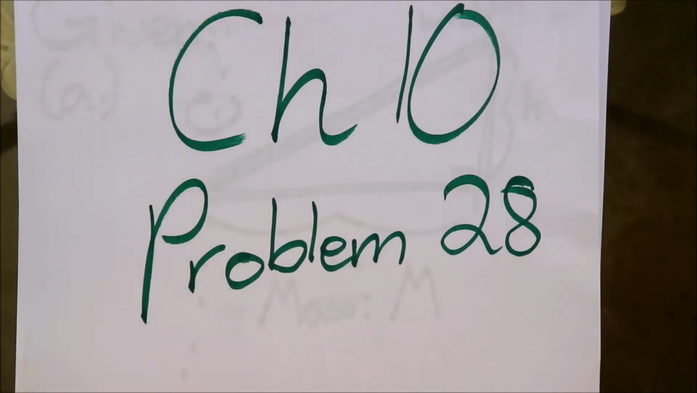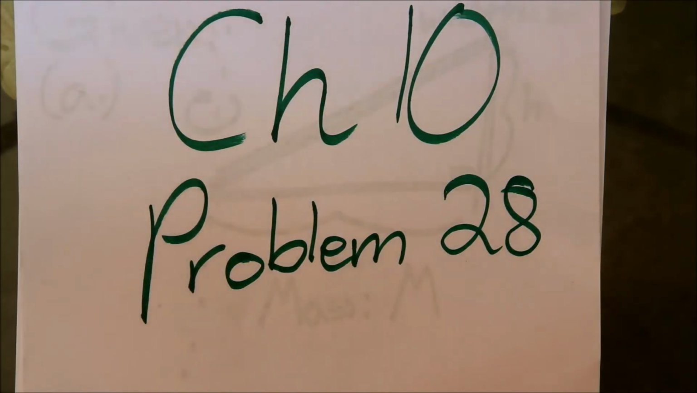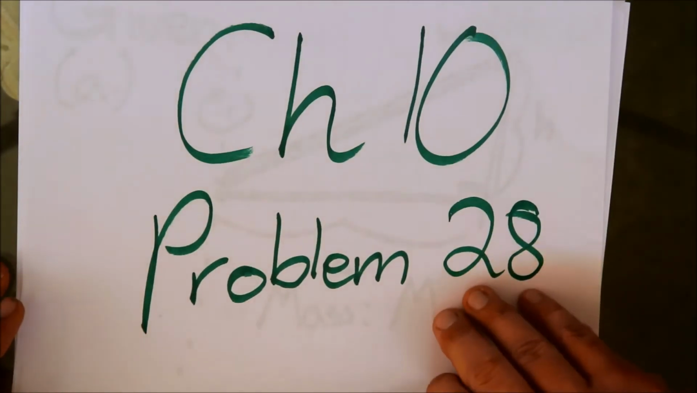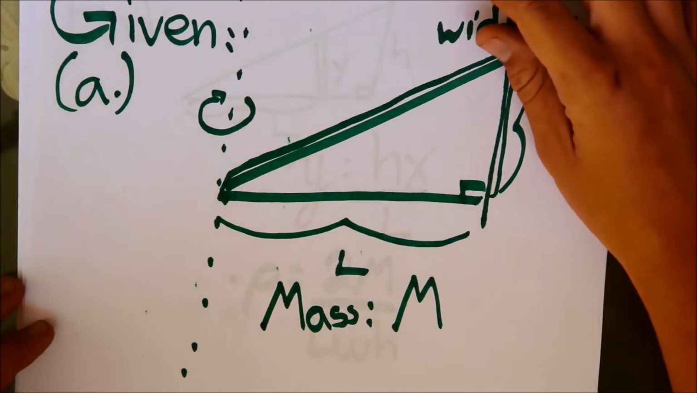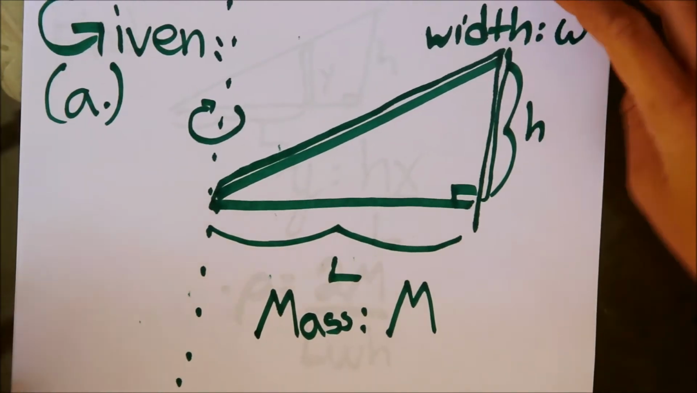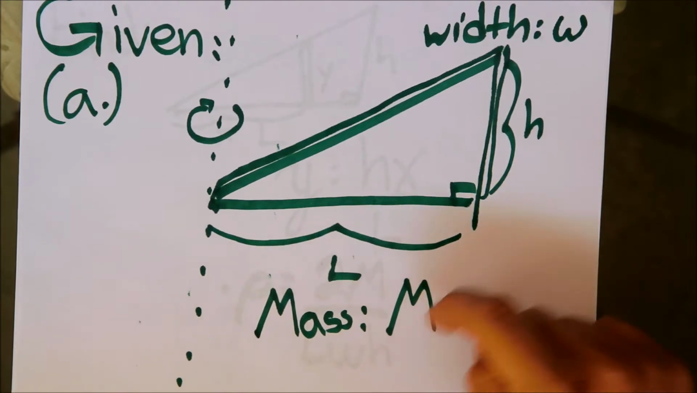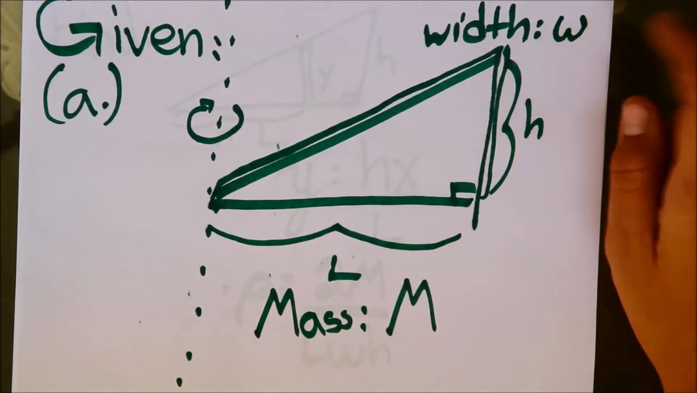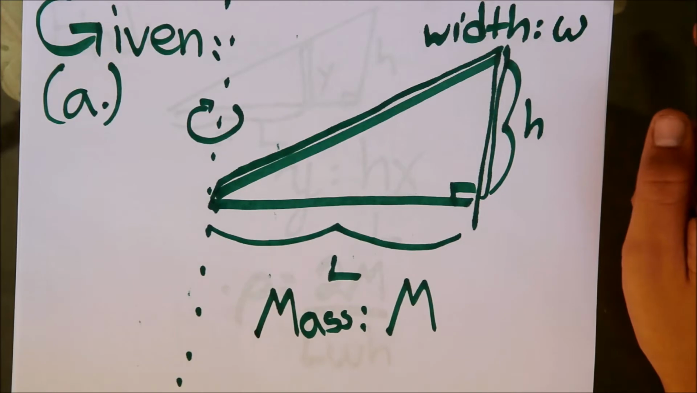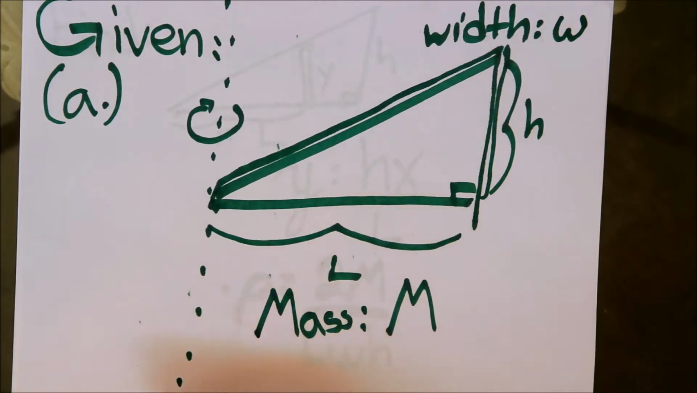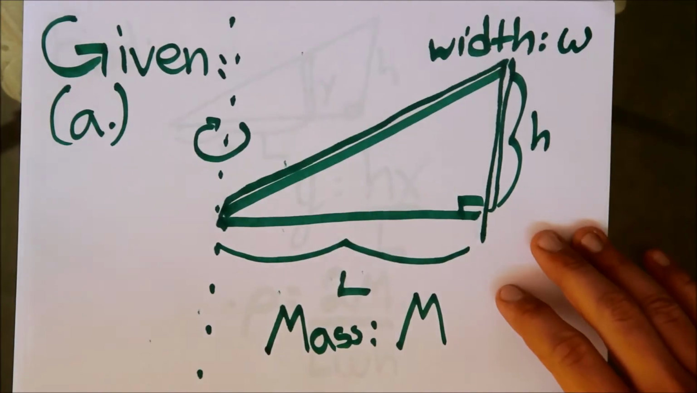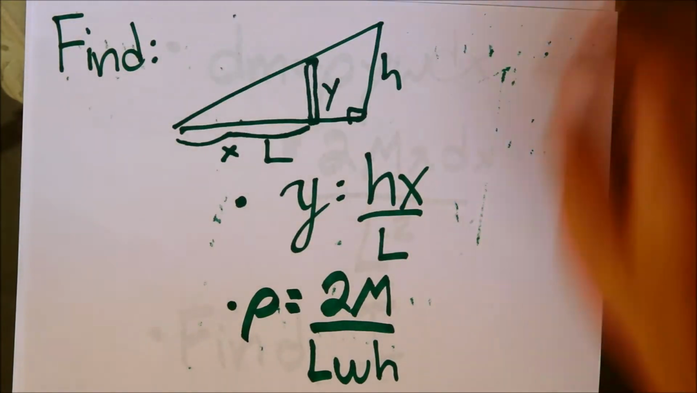Okay, let's jump right into this. Chapter 10, Problem 28. Let's look first at what we're given. Obviously, we're given a triangle of height h, length L, mass m, and width w, where w is far less than h or L. It's rotating around an axis here. What do we need to find?